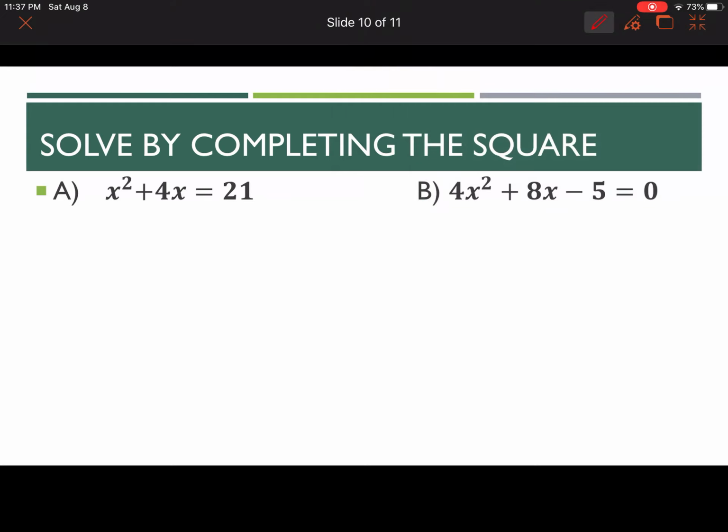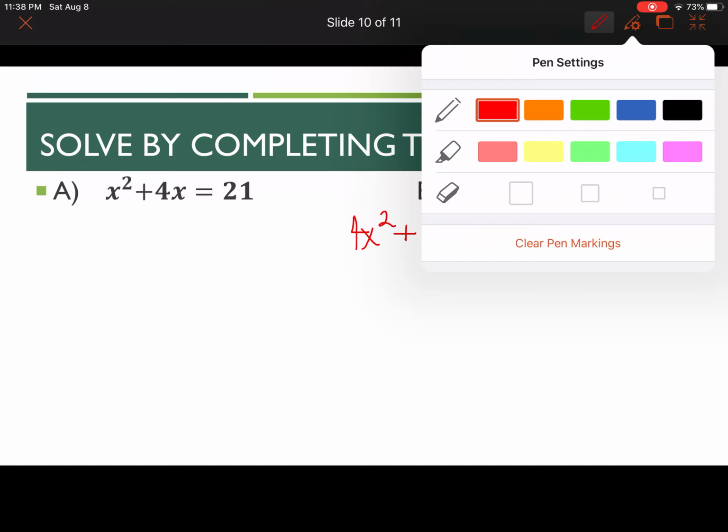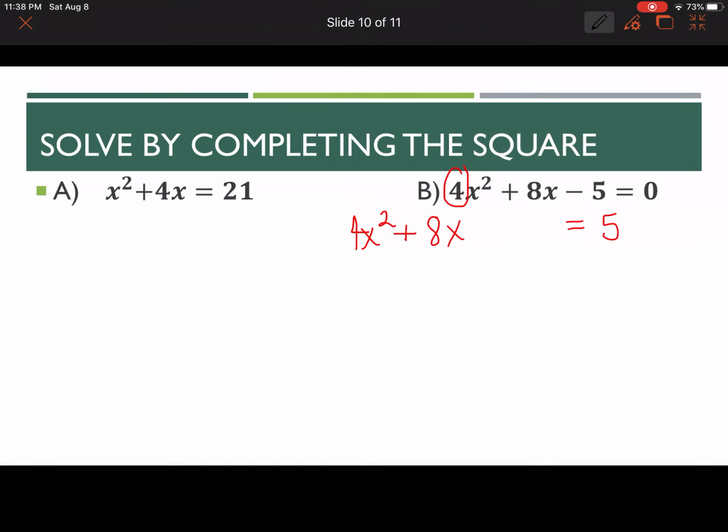So again, we're going to begin by adding the constant. So we have 4x squared plus 8x, and then we have a 5. On the left, notice that we have 4x squared. So this 4, we need to divide it out of the left side only. We're not going to do anything with that 5. We're going to leave it alone just where it is. Okay, so this is what I get at that point.